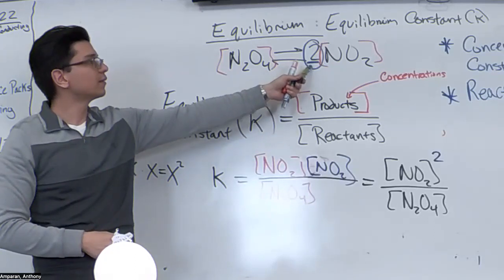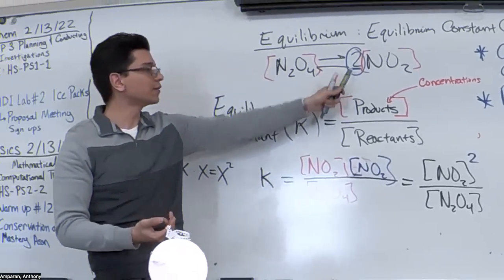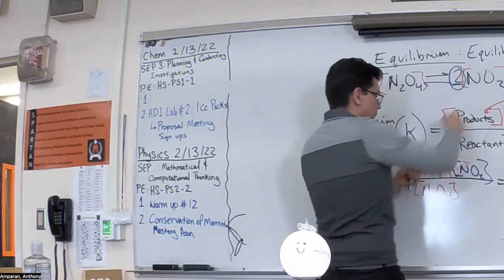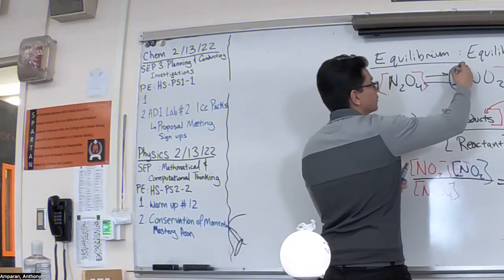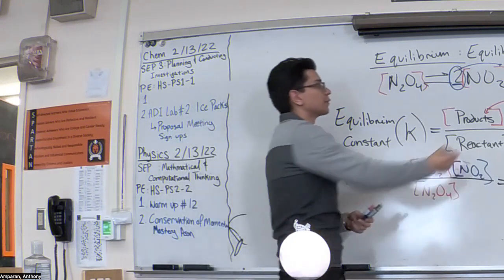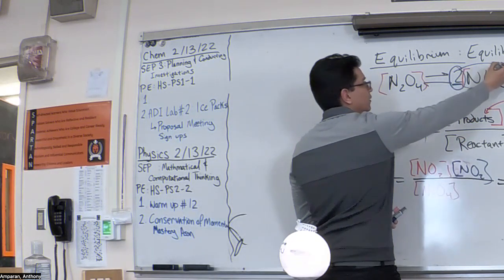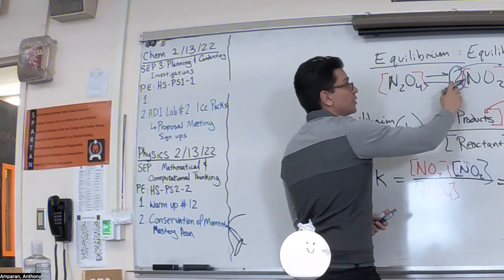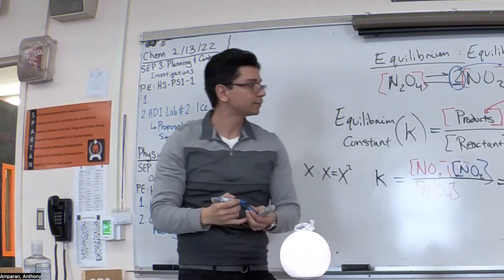So if you see a coefficient in your balanced formula, that'll just be like an exponent that we're going to end up throwing in our equilibrium formula. So anytime you see a coefficient, that's going to become an exponent.